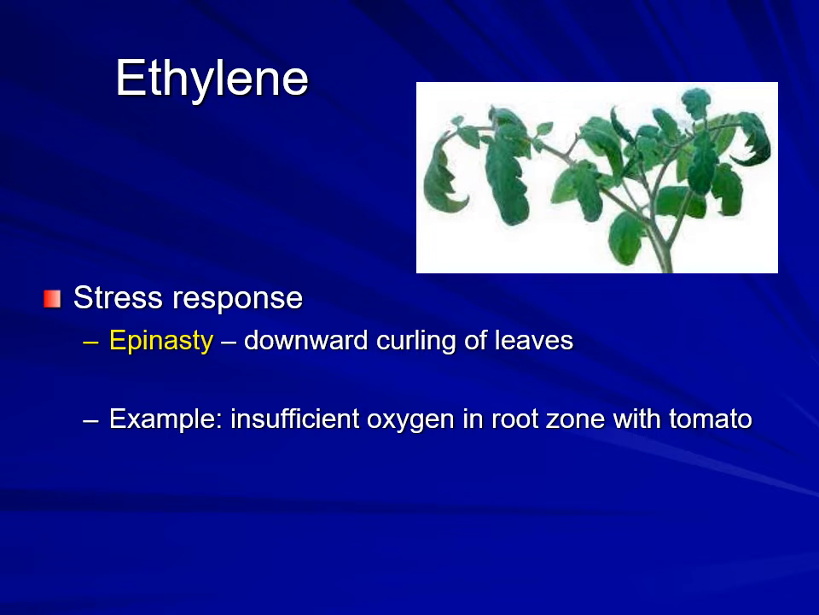Ethylene is also responsible for something called epinasty, which is when leaves curl in response to stress. Tomato plants will do this, for example, when they don't have enough oxygen in the root. So you get a lot of rain, if it's in your garden, the leaves will curl. Or if you're growing tomatoes hydroponically and they're just too wet all the time, the leaves will curl, as an example. So epinasty is sort of a stress response.